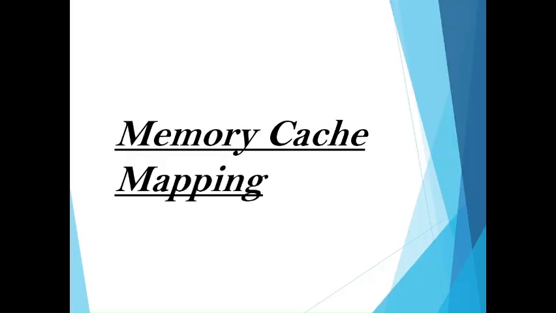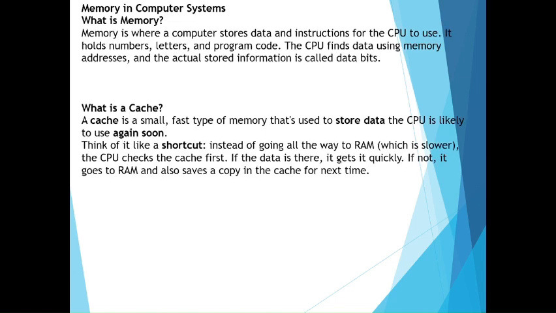Today I'll be taking you through memory cache mapping. Before we dive into the topic, we must first ask ourselves what is a memory. A memory is a place where the computer stores data or instructions for the CPU to use. It's more of a storehouse where the computer can put the data so it can refer to it later as it works continuously, because the way the CPU works doesn't allow it to really store data. So that's where the memory comes in.